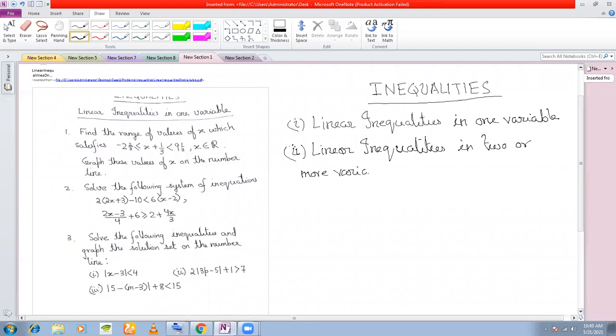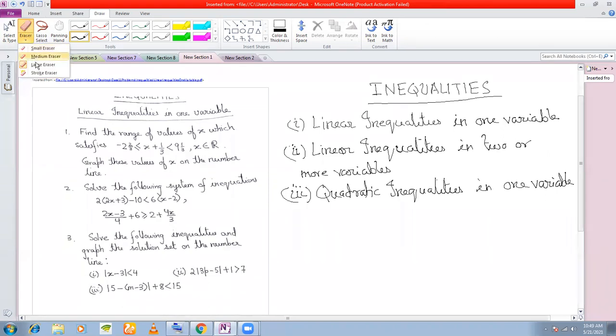Just like you have simultaneous equations in two or more variables, you have linear inequalities or linear inequations in two or more variables. Out there, two inequalities or three inequalities will be given to you. And finally, you have quadratic inequalities in one variable, where the power of the variable is 2. These three we are going to discuss under inequalities. So let us start with the first one, linear inequalities in one variable.